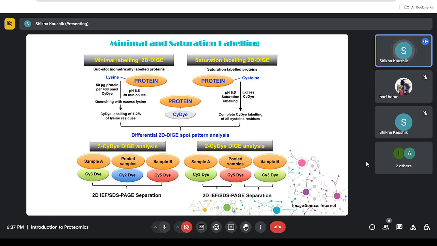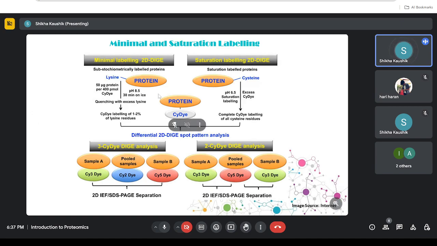But when you run minimum labeling, you will have less intensive spots but more in number. When I talk about saturation labeling, you will get more saturated spots, the intensity of spots going to be very high in some cases, and you will have a better picture of your low abundant protein. So they use different labeling.